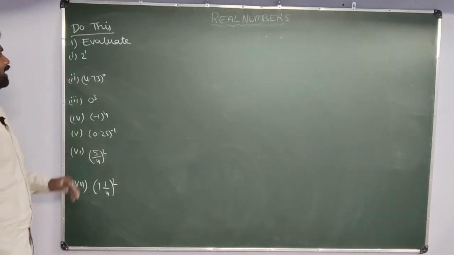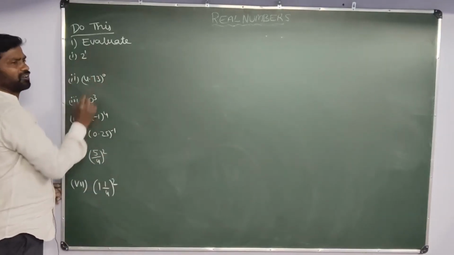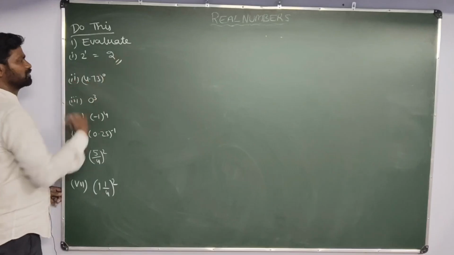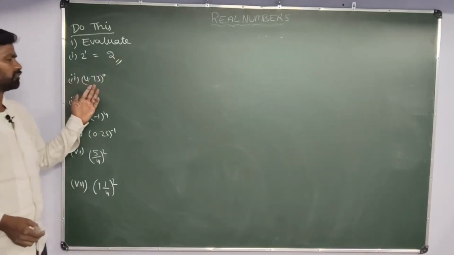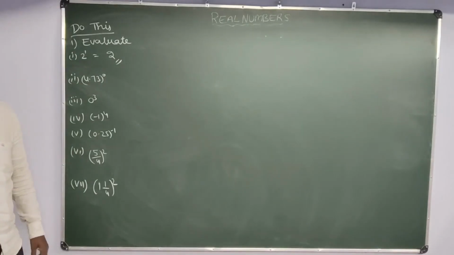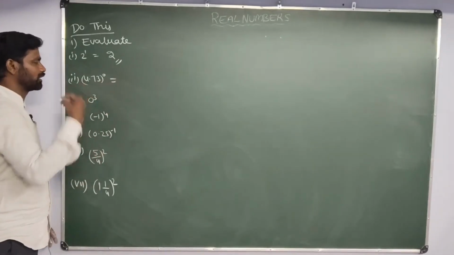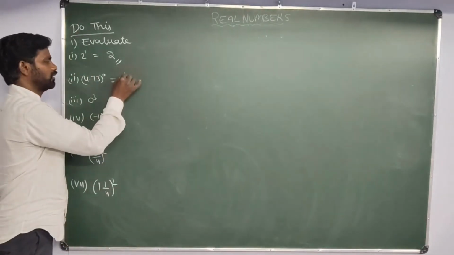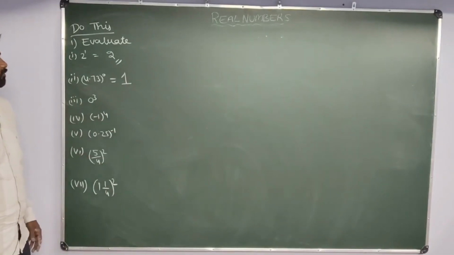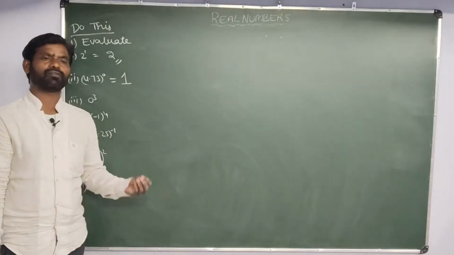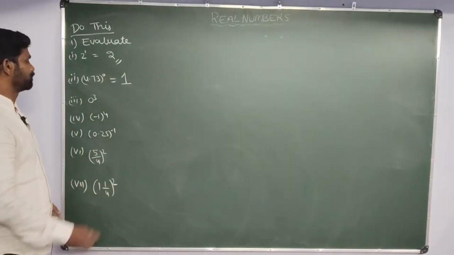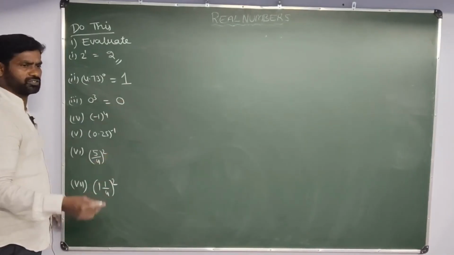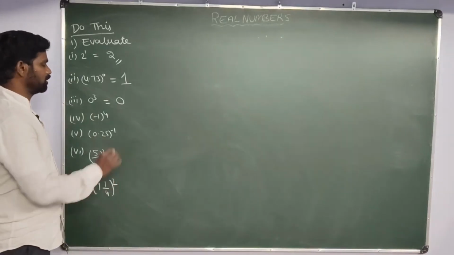Next, to do this question, evaluate 2 power 1. What is 2 power 1? So 2 power 1 is nothing but 2 only. So this is the answer. Next, second question, 4.73 whole power 0. So if you take whole power 0 of any number or any variable, its value is 1 only. That is 4.73 whole power 0 is nothing but 1. Next, 0 cube, 0 into 0 into 0. So it is 0 only. 0 into 0 is 0. So 0 into 0 is also 0.